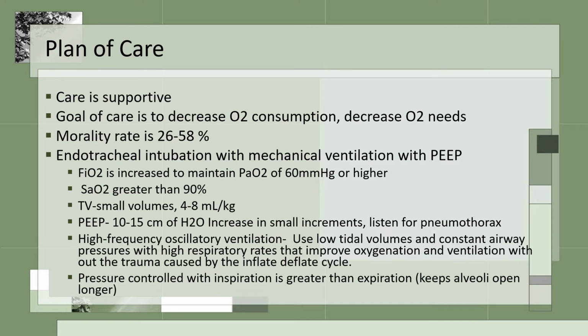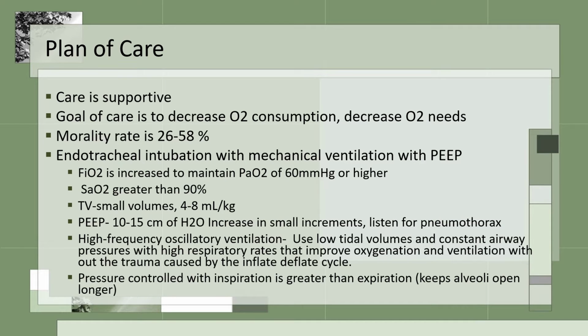The plan of care for ARDS begins with care is supportive. There is no cure for ARDS. Basically, we just support the patient as they heal on their own. The goal of care is to decrease oxygen consumption and decrease oxygen needs. The mortality rate is 26 to 58%.